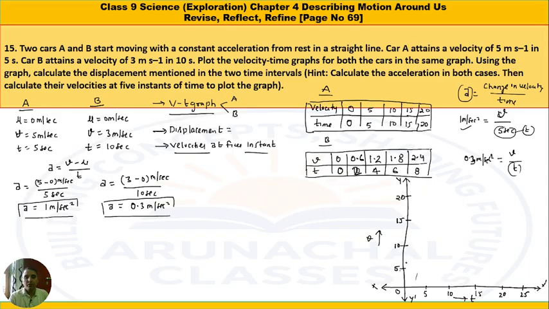Let us go for car A: 0, 0. So here it is 0, 0. Then 5, 5. Here it is 5, 5. Then 10, 10. Here it is 10, 10. Then 15, 15. Here it is 15, 15. And then here it is 20, 20.